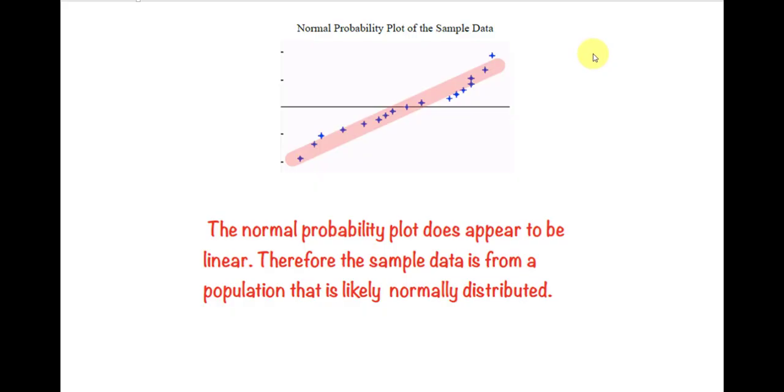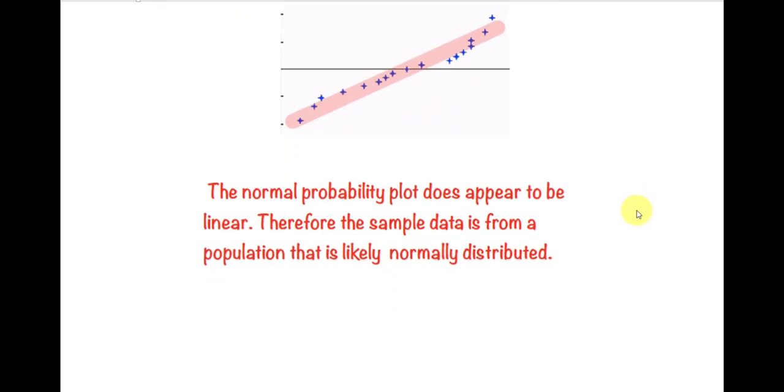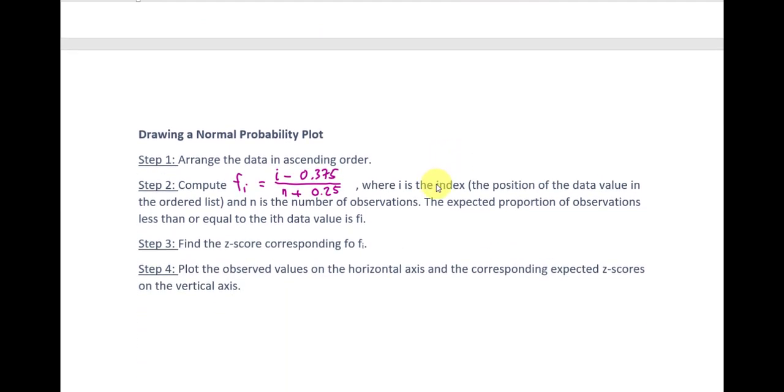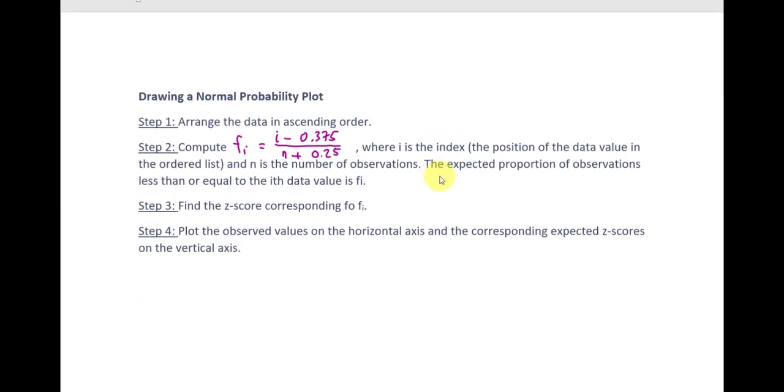Now we can also use Excel to draw a normal probability plot to check for the answer from this example as well. So there are a few steps for us to consider when we use Excel to plot. Step number 1 is to arrange the data in ascending order, so from smaller to larger. And then the next step is to compute f sub i. This is the expression (i minus 0.375) divided by (n plus 0.25).